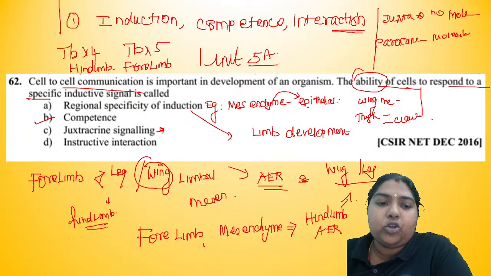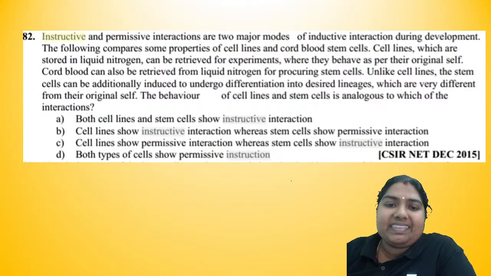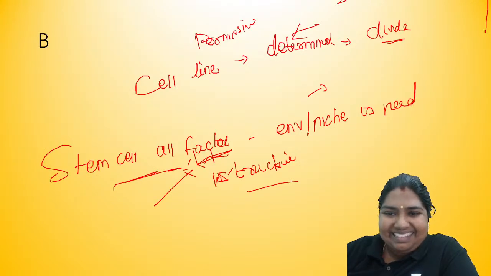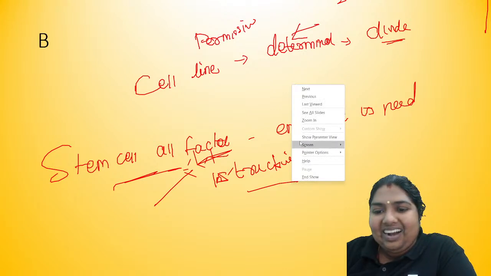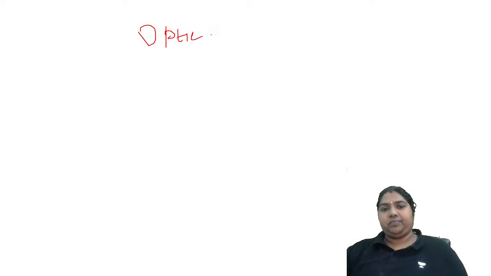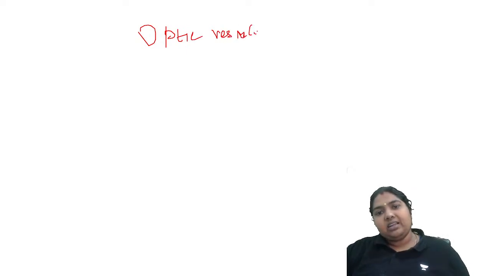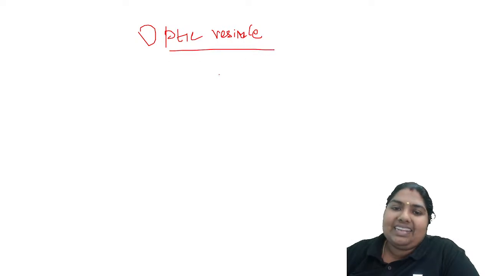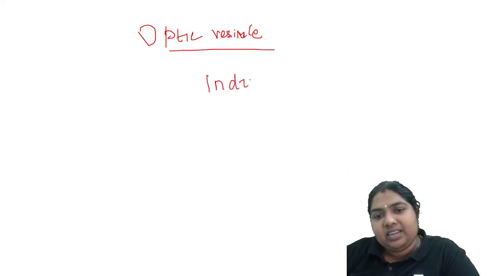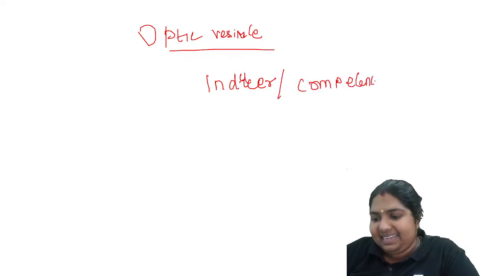Okay, so what is my optic vesicle? That is the next question as well. Let us take one more key point on this. What is going to be the optic vesicle? Is it an inducer, or is it a competent cell?